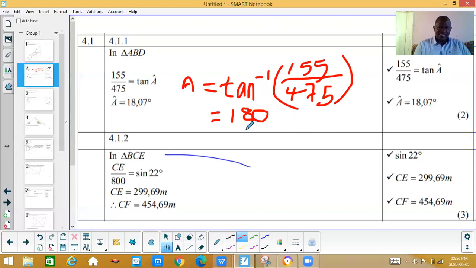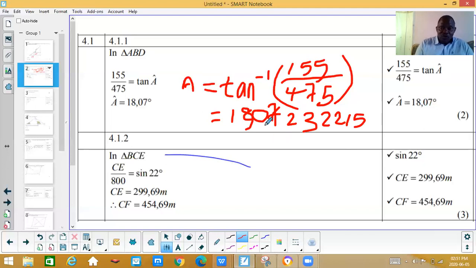Sorry, it's not 180, it's 18.07232215. This is the answer that you're going to get from the screen of your calculator.